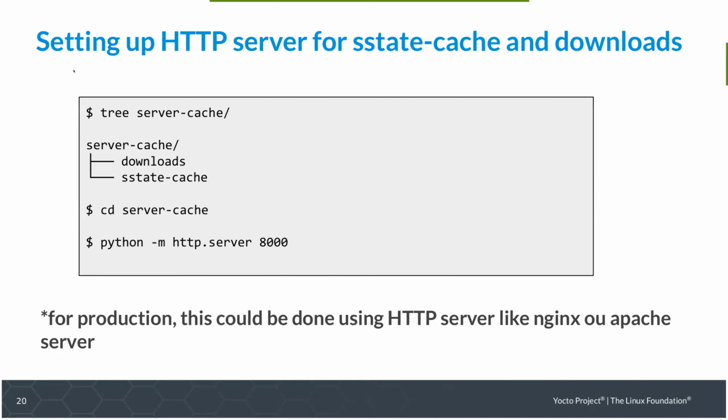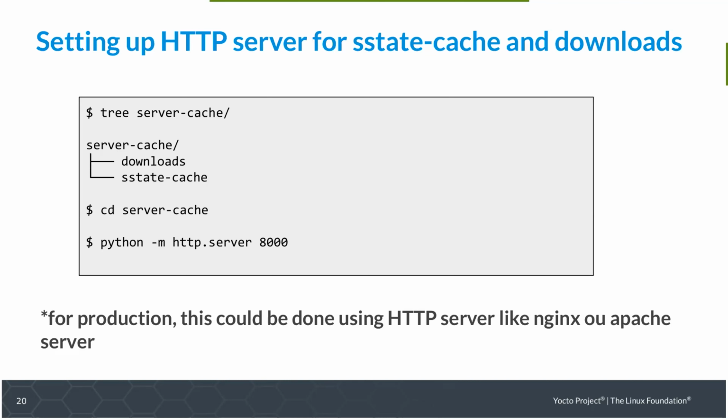We're going to see something like that when you generate a build. You're going to see a folder, so a server cache. You're going to see the download folder, then a state cache, and to share this as an HTTP server, I'm going to use a very simple way using a Python module. Okay, so in a production system, you can use an HTTP server like Nginx or Apache.